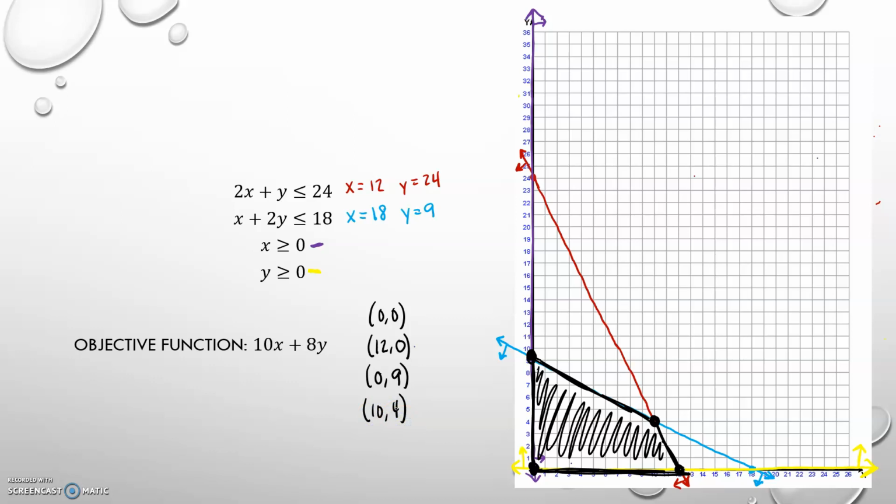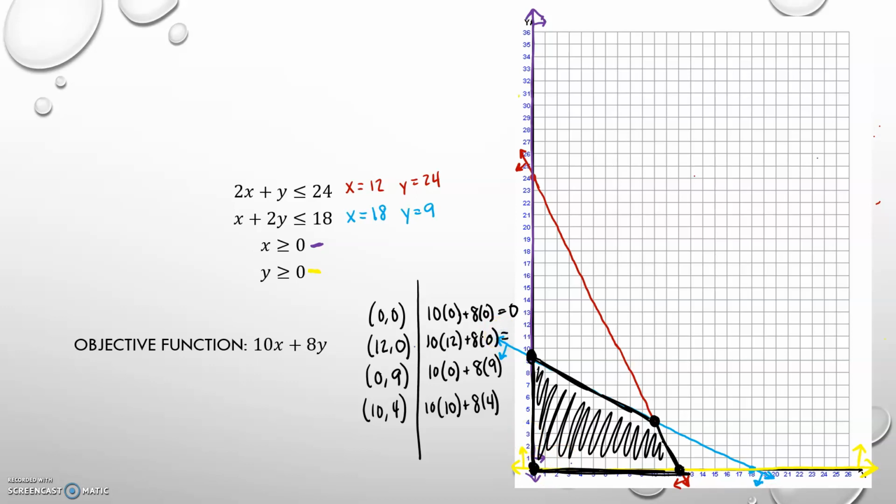Now, if I plug each of these into the objective function, I'm going to get 10 times 0 plus 8 times 0, 10 times 12 plus 8 times 0, 10 times 0 plus 8 times 9. This should be a 0 up here, sorry. And then 10 times 10 plus 8 times 4. Now, here I would just get 0, which makes sense. If I produce none of either type, I'm not going to make any money.